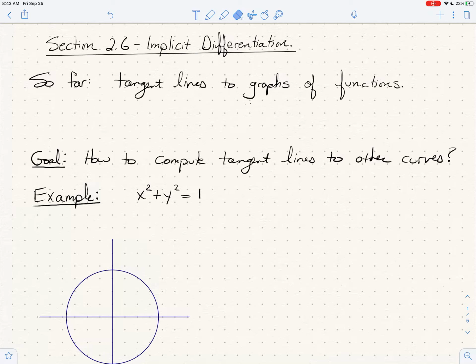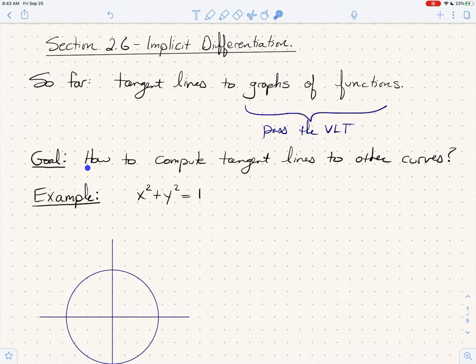All right, so far we've been talking about tangent lines to the graph of a function. And I want you to think about what key property that graphs of functions have. See if you can think of it. They pass the vertical line test, right? That's the key defining property of the graph of a true function. If you're not a function, you don't pass the vertical line test. If you are a function, you do pass the vertical line test.